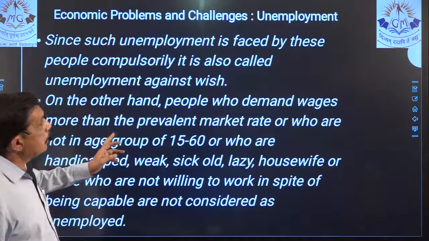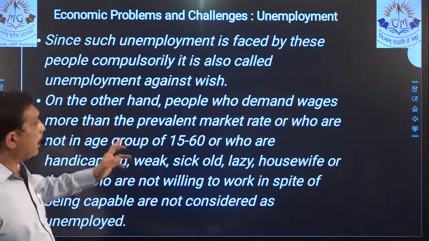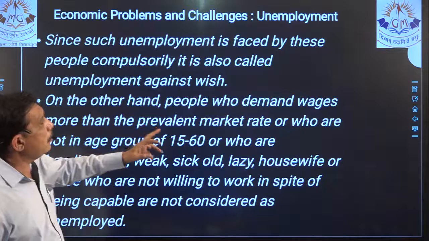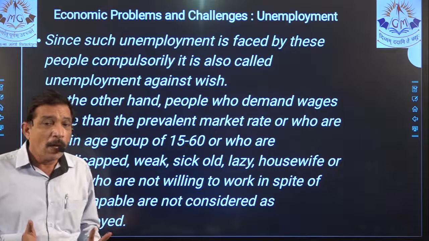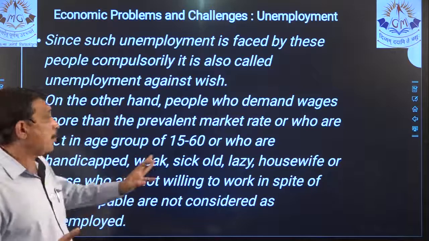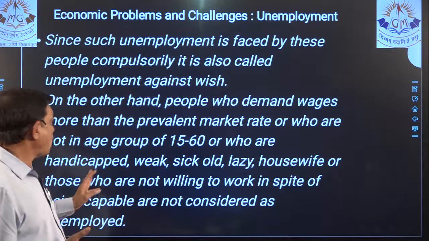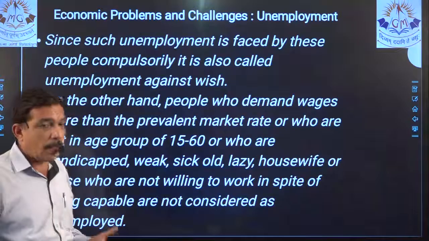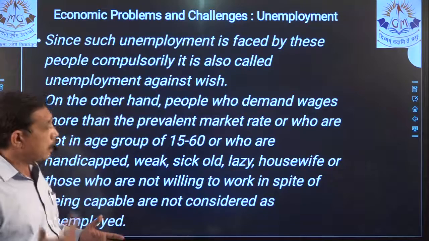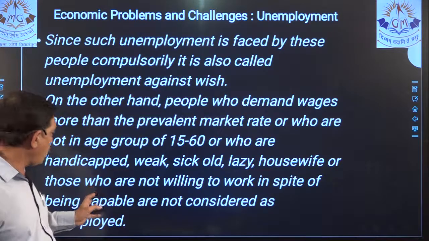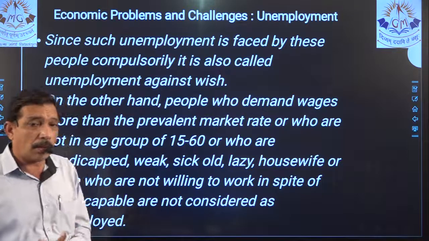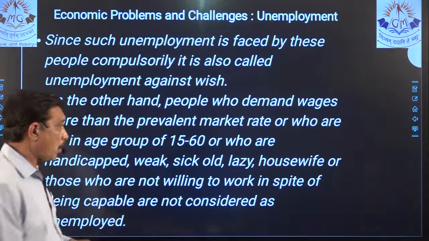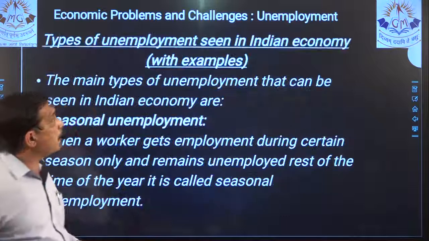This is quite a large question and answer. On the other hand, people who demand wages more than the prevalent market rates, or who are not in the age group of 15 to 60, or who are handicapped, weak, sick, old, lazy, housewives, or those who are not willing to work in spite of work being available over there, cannot be called unemployed. So three things we are covering over here.